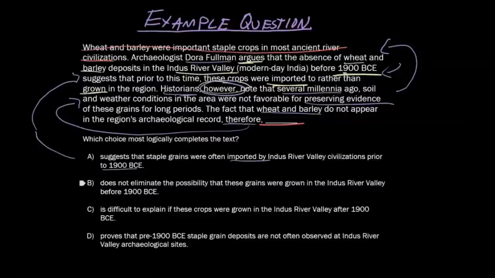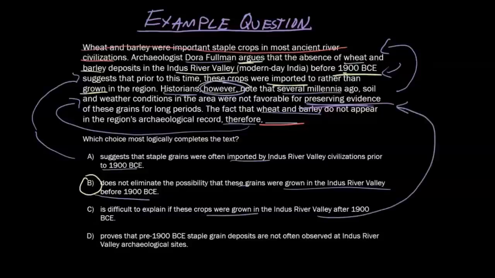Now B says it does not eliminate the possibility that these grains were grown in the Indus River Valley before 1900 BCE. I would say this is the correct answer. Remember, you should always eliminate all answers before moving on to your next question, right? But this makes sense because it's eliminating the possibility, right? Because if evidence was not preserved, then they would not know if there was wheat or barley. Now, C says it is difficult to explain if these crops were grown. Historians believe that it's true that soil was not favorable for preserving evidence. So it's not necessarily difficult to explain, we just don't know. So there's a possibility.